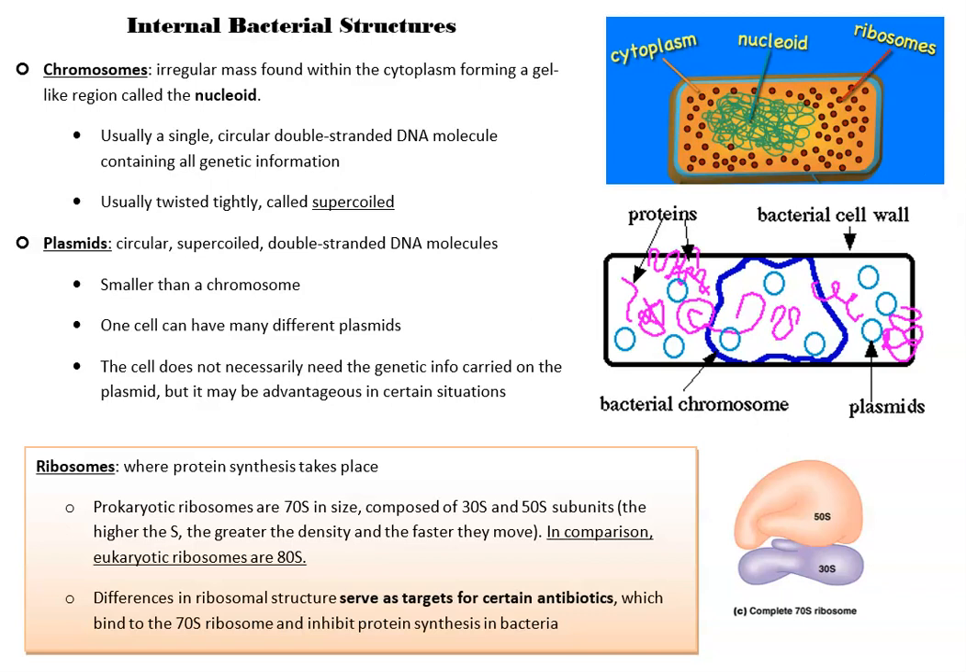The ribosomes are where protein synthesis takes place, so that's where the proteins are made. Prokaryotic ribosomes are 70S in size, composed of a 30S and a 50S subunit. The higher the S, the greater the density and the faster they move. In comparison, eukaryotic ribosomes are 80S. Differences in ribosomal structure serve as targets for certain antibiotics, which bind to the 70S ribosome and inhibit protein synthesis in the bacterial cell.